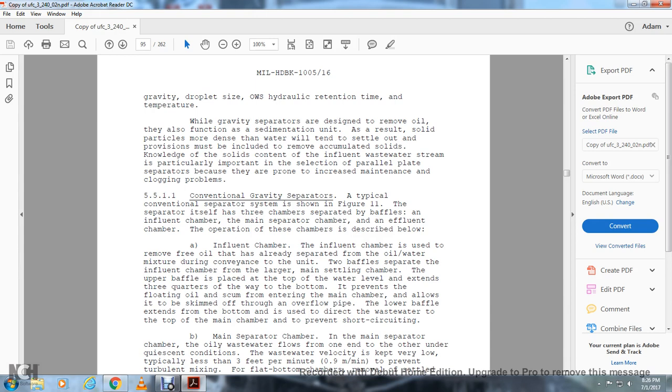The influent chamber is used to remove the free oil that has already separated from the oil-water mixture during the conveyance to the unit. Two baffles separate the influent chamber from the large main settling chamber.